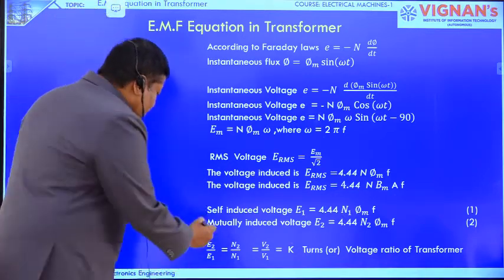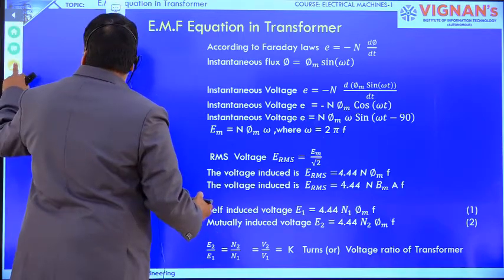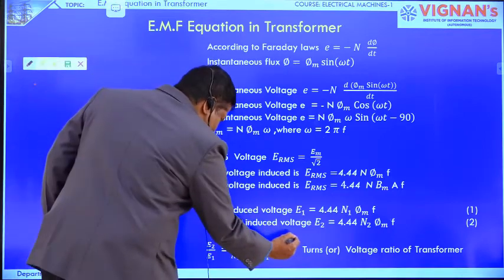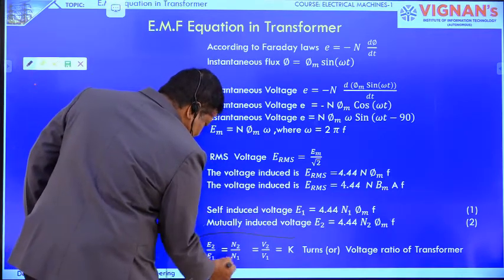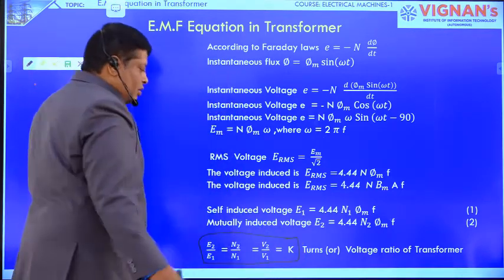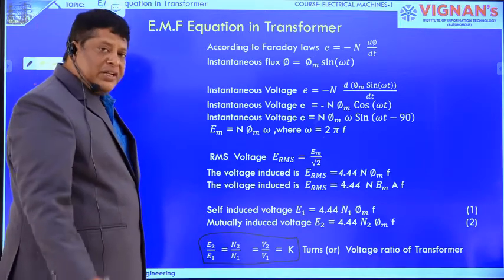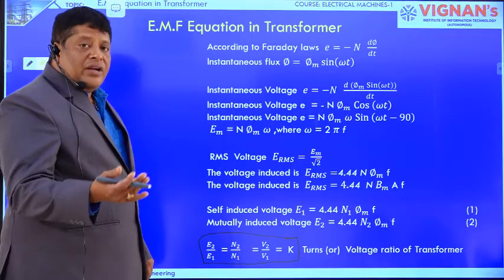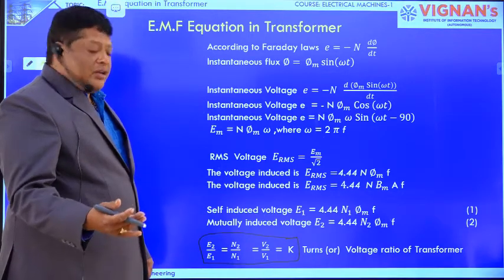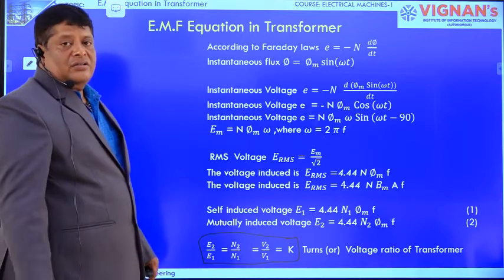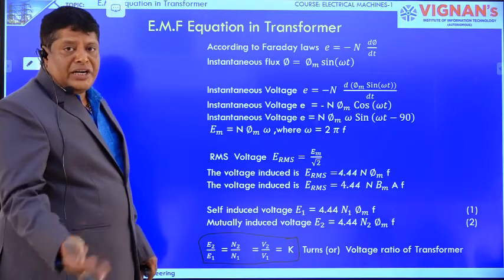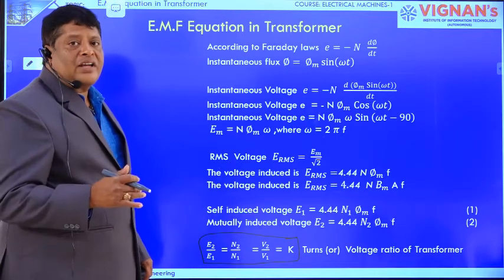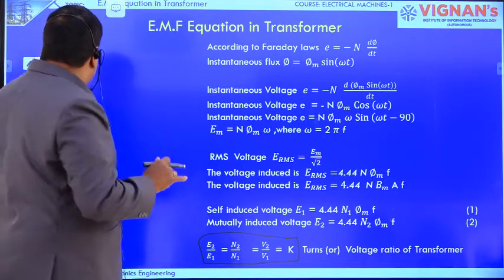This is very, very important. The turns ratio or voltage ratio of a transformer is defined as V2 by V1, or N2 by N1, or E2 by E1, where 2 stands for the secondary winding, whereas 1 stands for the primary winding.